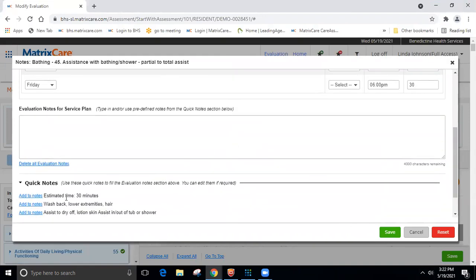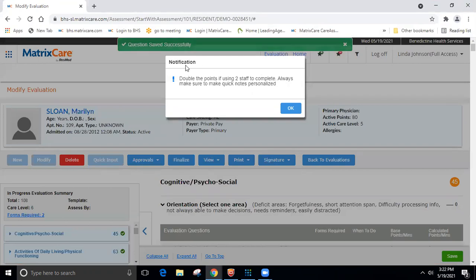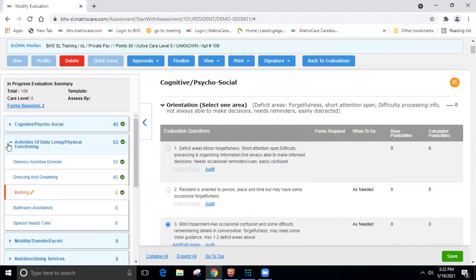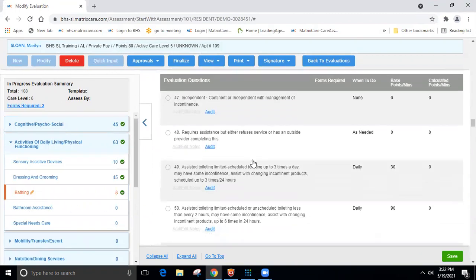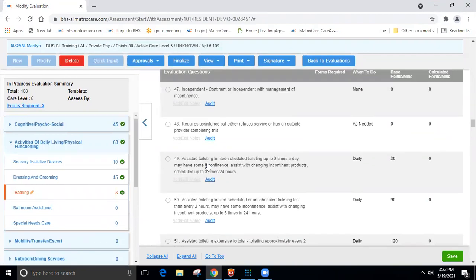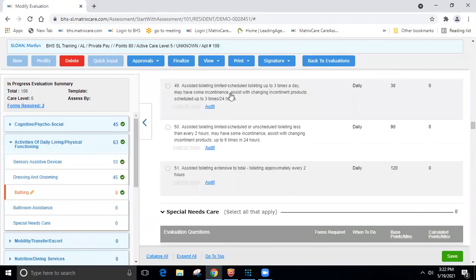Again, I'm going to use the quick note of the estimated time, and I'm going to go ahead and save that. And then, of course, the notification for 2 staff. You'll see here I left off on bathing, so now I'm going to go to bathroom assistance. And there's 3 different assistance levels of toileting. So if they need to be assisted with toileting up to 3 times a day, up to 6 times a day, and every 2 hours.